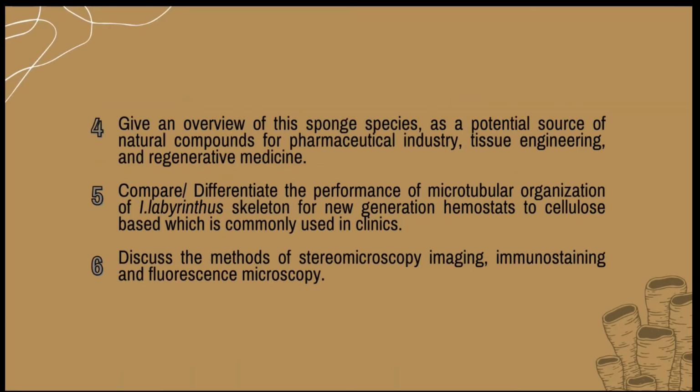Fourth, give an overview of this sponge species as a potential source of natural compounds for the pharmaceutical industry, tissue engineering, and regenerative medicine. Fifth, compare the performance of the microtubular organization of I. labyrinthus skeleton for new generation hemostats to cellulose-based ones. Sixth, discuss the methods of stereomicroscopy, imaging, immunostaining, and fluorescence microscopy.